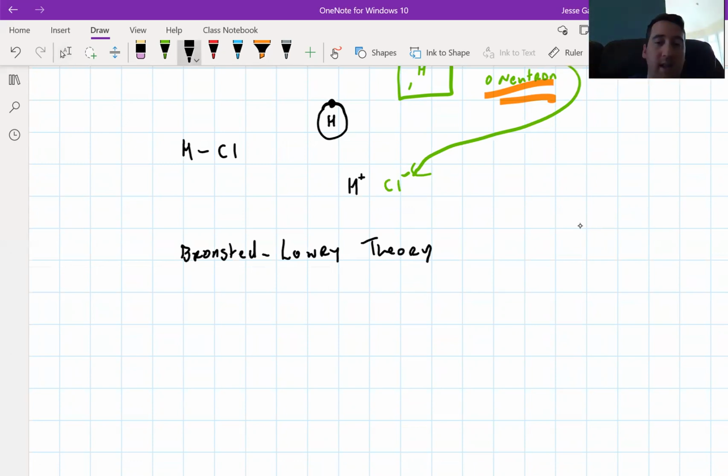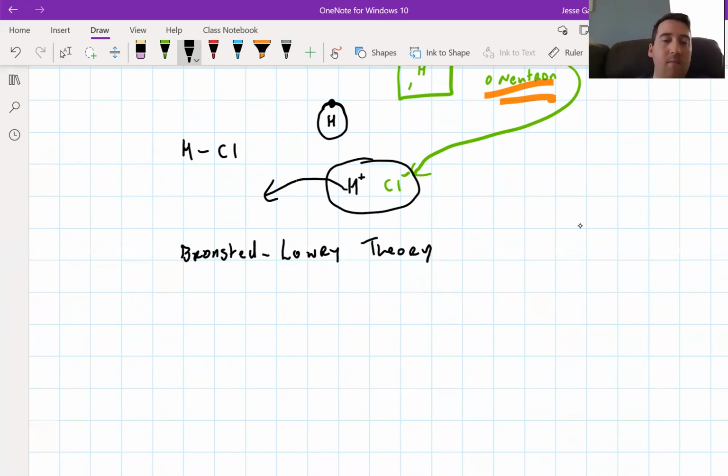So this here is an acid. And what it can do is give away the proton and leave behind just the Cl minus. So that's what an acid is. It's a proton donor.